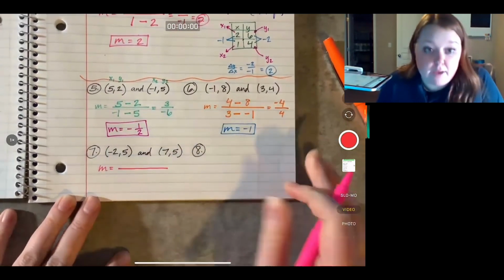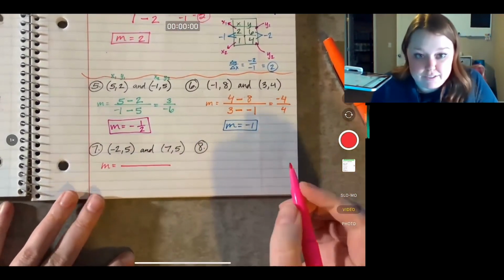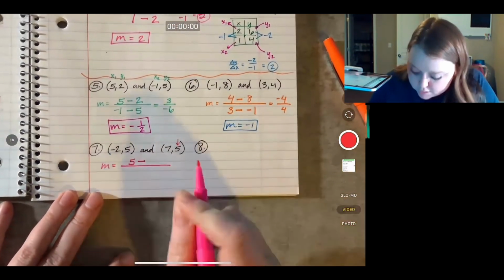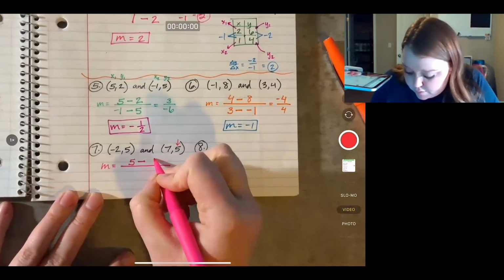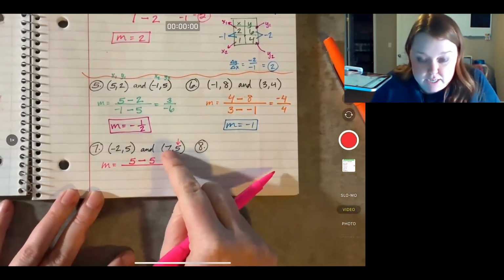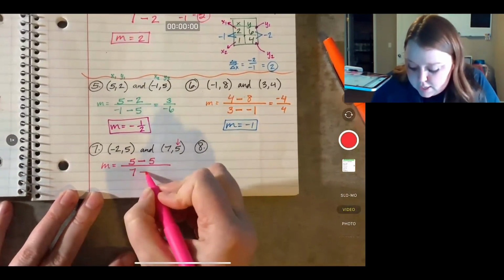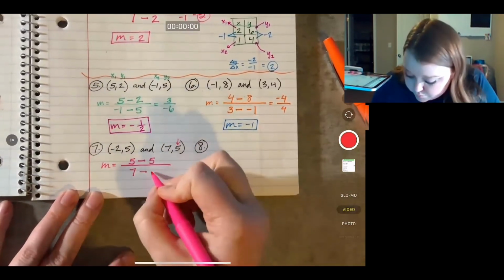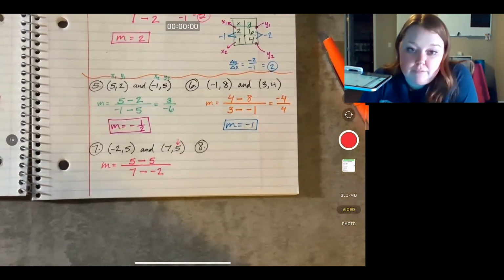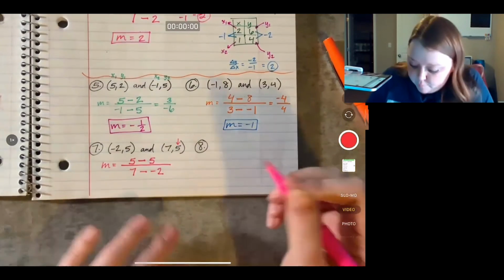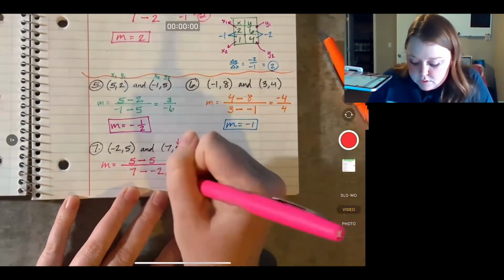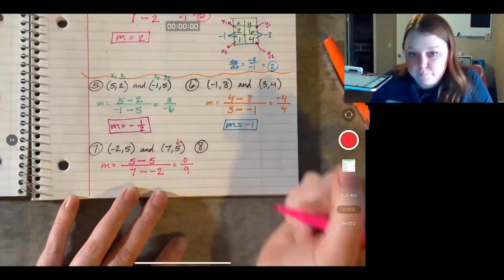Okay. So I take my second Y value, which is 5. And I subtract my first Y value, which is 5. For the denominator, I go to my X's. I take my second X value and I subtract my first X value. So on your paper, it should read 5 minus 5 over 7 minus negative 2. 5 minus 5 is 0. 7 minus negative 2 is the same thing as 7 plus 2, so that's 9.